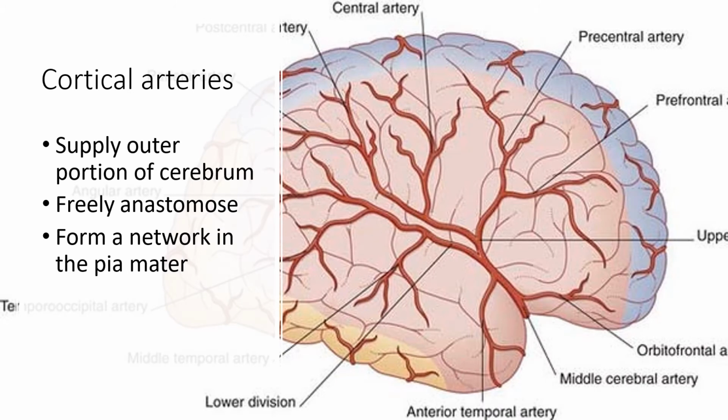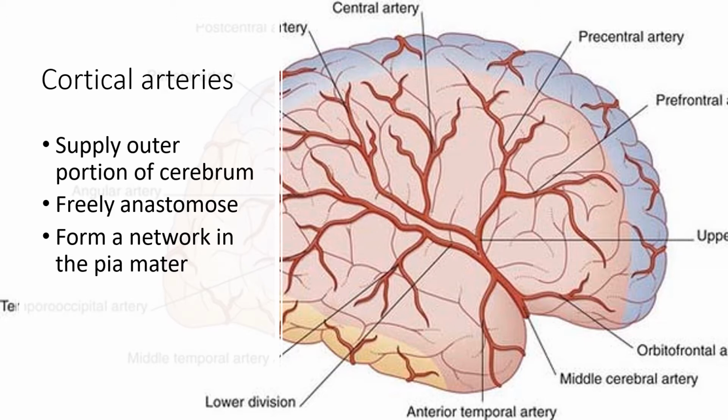First we will see about the cortical branches. The cortical arteries supply the outer portion of cerebrum. These cortical arteries freely anastomose and form a network in the pia mater on the surface of the cerebral cortex. From this network, branches arise and pierce the cortex at right angles. And once they enter the cortex, they become end arteries.